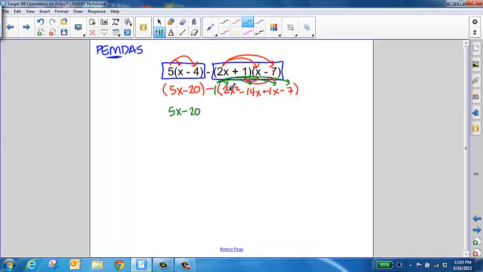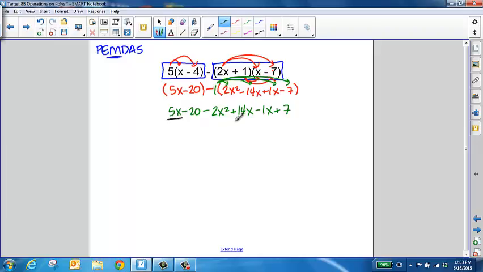And then all of the terms on the inside here, their signs are going to change since we're multiplying by a negative 1. So 2x squared is going to become negative 2x squared. This negative 14x is actually going to become a positive 14x. This negative 1, or this is going to become a negative 1, excuse me. And then negative 1 times a negative 7 gives us a positive 7. And then from here, we can go through and combine our like terms.